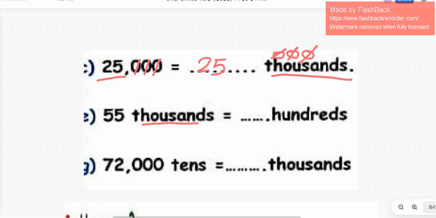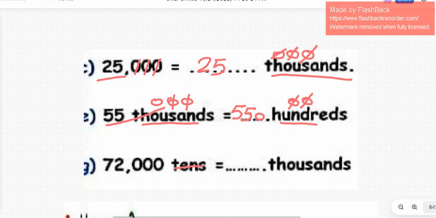Change the word 1,000 here. 1,000 takes 3 zeros. And the word hundreds, 100, takes 2 zeros because 100 has 2 zeros. Okay? Cross the first, cross the second. Now, what's left here? 550.